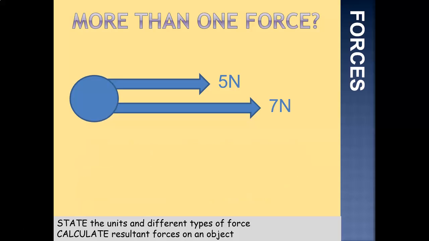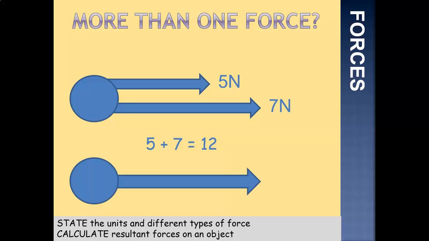Makes it quite a simple equation. In this case, it would be 5 plus 7, so our overall force would be 12. Giving that answer in an exam though, you'd get the mark wrong. You need to include your units, and because it's a force, you also need to indicate your direction. So the resultant force would be 12 newtons to the right.